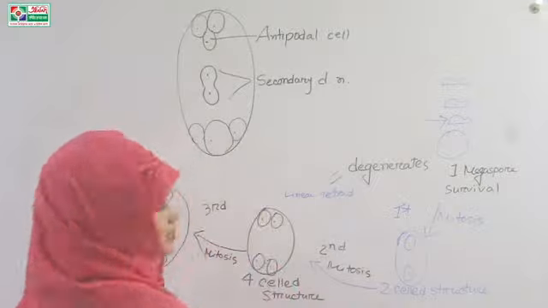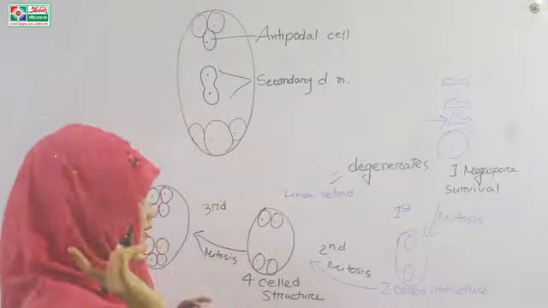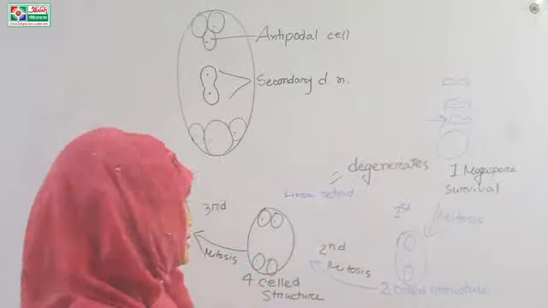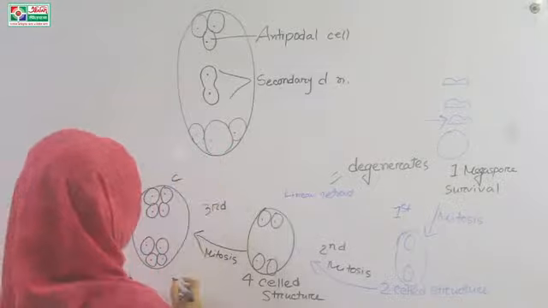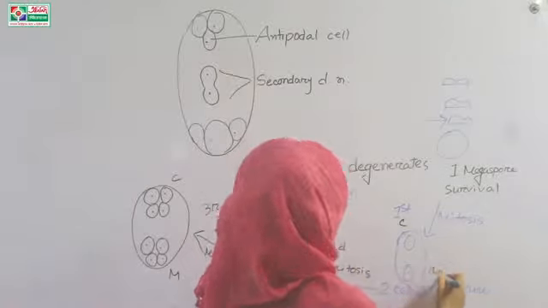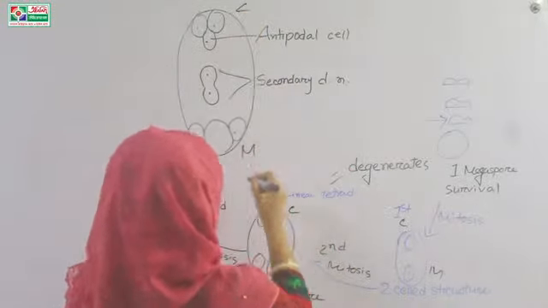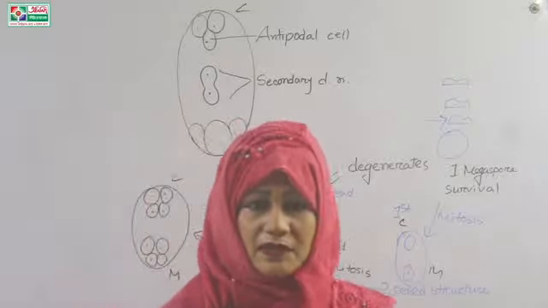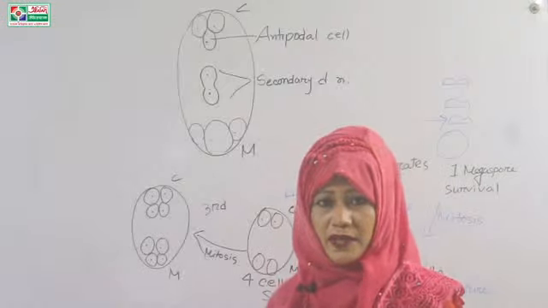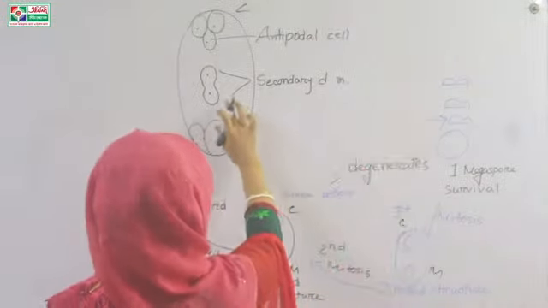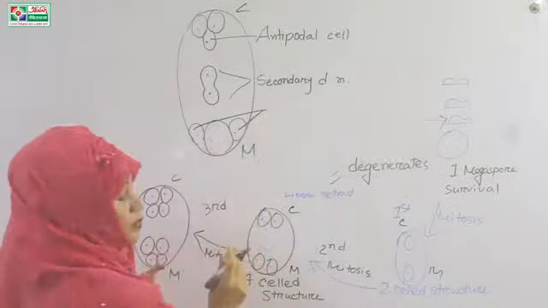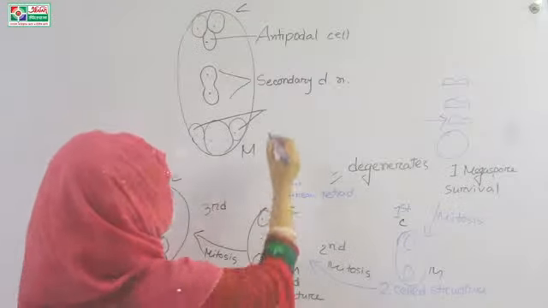About these 3 cells, one thing I should mention: whenever you are drawing, you should mention the specific things. That means this is the chalazal end and this is the micropylar end. What does it denote? It means that this portion is chalazal and this portion is micropylar. Okay. Now, this is the secondary diploid nucleus, and this one and also this one, on both sides, these 2 cells are known as synergids.